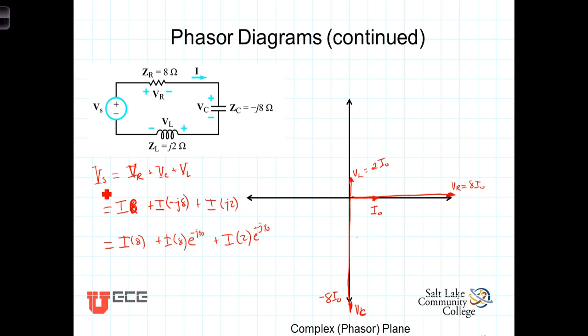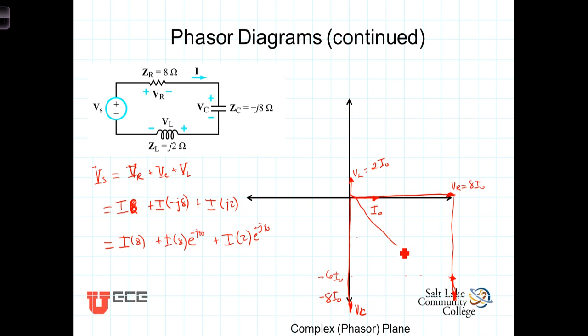Now we have here that V sub s, the source voltage, is equal to the sum of those three terms. So when adding phasors, you do it just like you do vectors, and that is tip to tail. Here's V sub r. Add in V sub c. That comes down here like that. And then add in V sub l. That brings us 2 units back that way to this point here at negative 6 I0. And so we end up at that point, and that is V sub s.